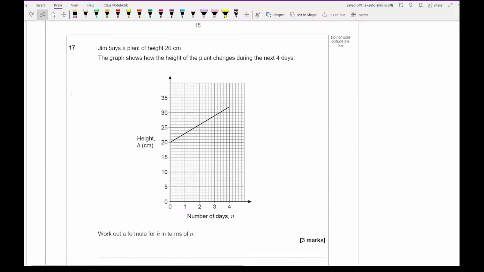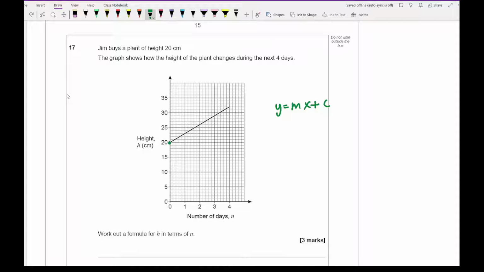Then looking at question 17, it says Jim buys a plant of height 20 centimeters. The graph shows how the height of the plant changes in the next 4 days, and the question is asking us to work out the formula for h. Because it's a straight line graph, we're going to write it in the form y equals mx plus c. So the first thing we want to do is work out the gradient. For this, I need to pick 2 nice-ish coordinates, which I'll be honest, there really aren't any, but you want ones that are exact.